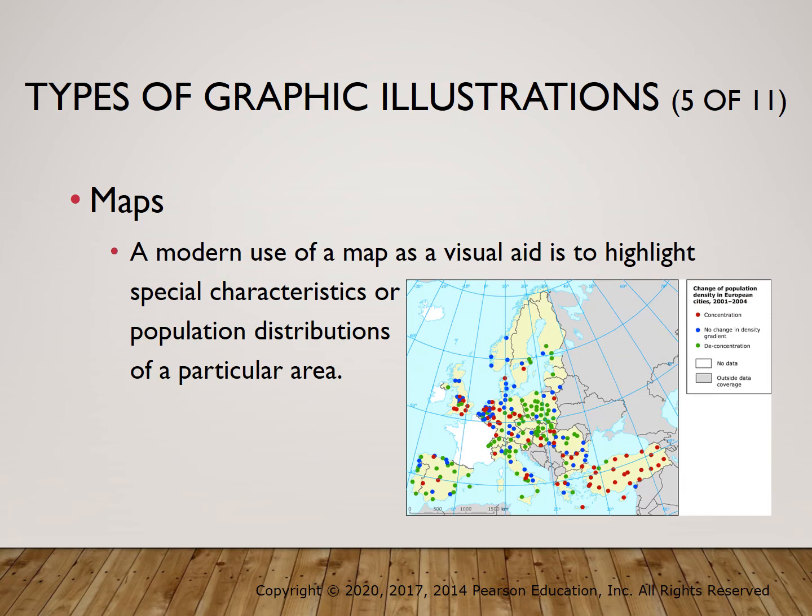You also have different maps that show specific things. Like a modern map is a visual aid that's used to highlight population densities. You might see some other things like coronavirus right now. You're looking at maps of where the virus has been found. And so those are very modern maps.